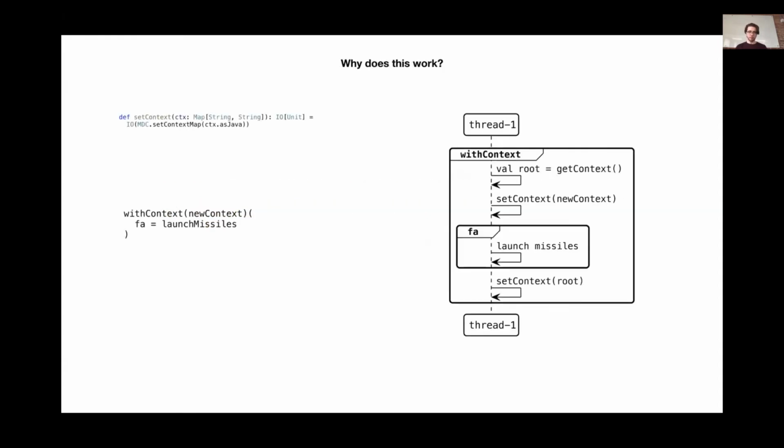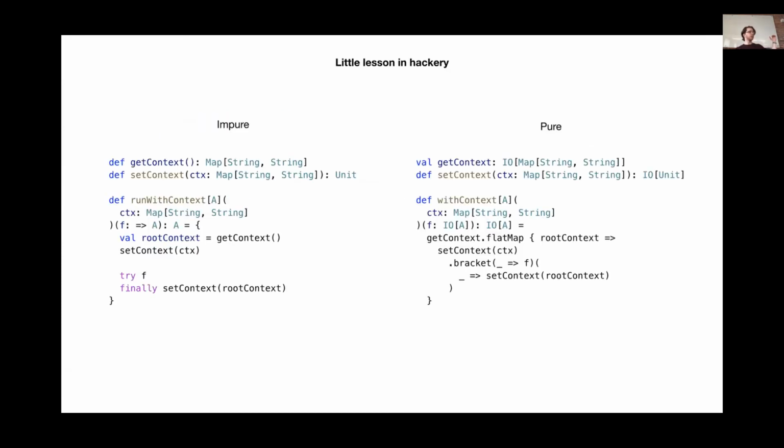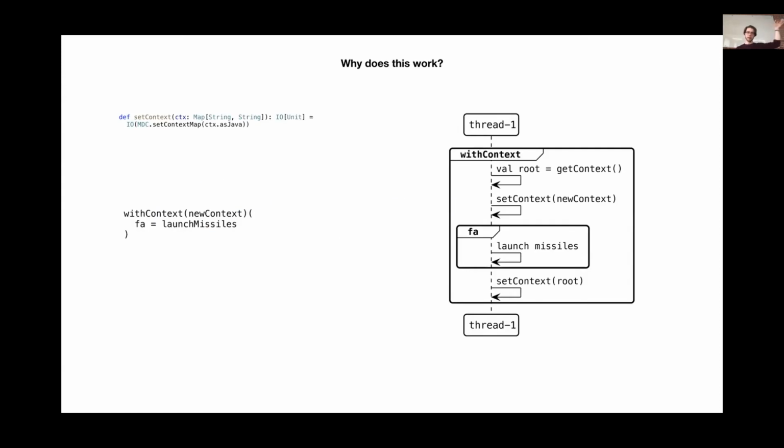Okay. So how would this work if we use set context? Remember, we have this bracket inside this with context. So first, we will get the context. This is the first part, just get context, right? We will get the context, set the context of the current thread to the new one, the one that we passed, this new context. Then we will run FA, so launch some missiles on the same thread, and then restore the context. So pretty much what we had in run with context.